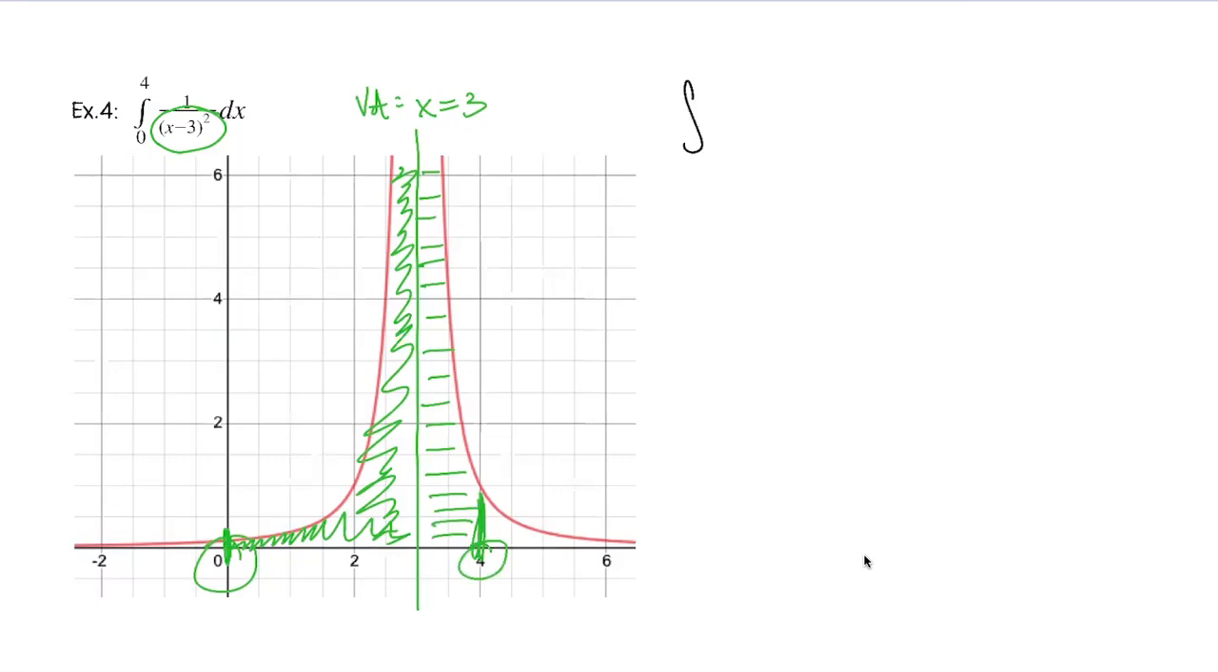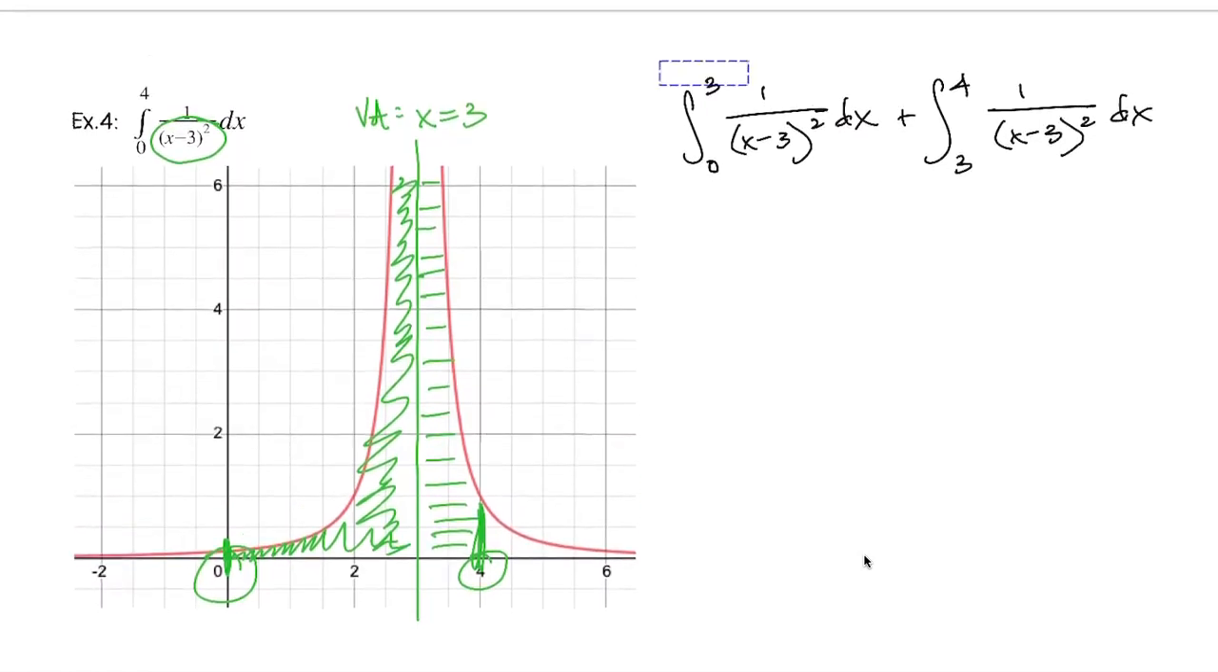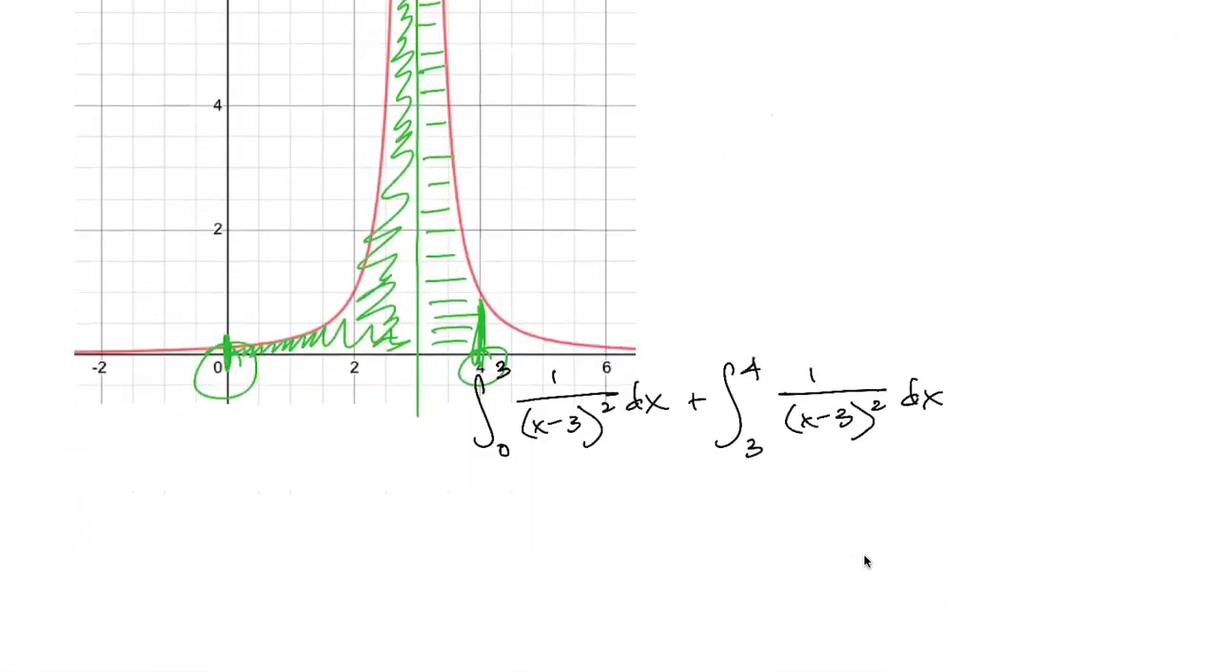And so that's going to look like this. The integral from 0 to 3 of 1 over x minus 3 squared dx plus the integral from 3 to 4 of 1 over x minus 3 squared dx. So same function, but we're splitting it at the discontinuity. And so this means now that we've essentially ended up with a question like we had before, but we have 2 different parts. We have to do both techniques to make sure that this works. Let me actually move this down here where I have a little bit more space.